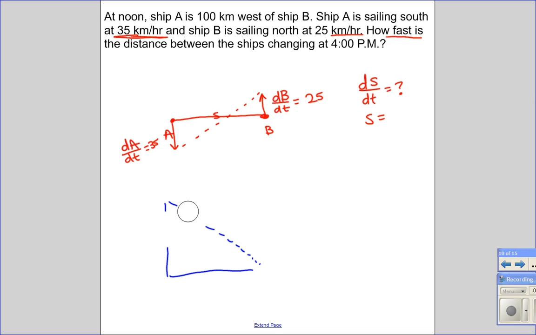Maybe for visual purposes, it'd be better if I do it like this, with my dotted line going this way. So I'm still going to bring that dotted line down here. The distance between the ships, remember, was 100 kilometers. So I have 100 kilometers here.